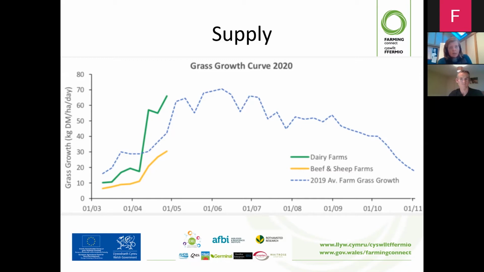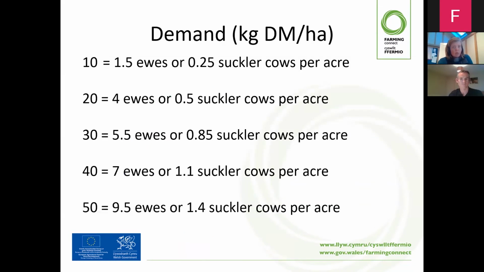So at the moment, on average, beef and sheep farms are looking at around about 30 kilos of dry matter per hectare per day from grass alone. So then what does that actually mean when we talk in terms of stocking rate? Along this, we've got 10, 20, 30, 40 and 50, and that's kilos of dry matter in terms of demand. So it relates back to what we've just looked at in terms of growth. We can see we're about 30 kilos in terms of growth at the moment, and that means if we were stocking at about 5.5 ewes per acre, they would be just about keeping up. So basically, what is being grown is what they are requiring most of the time. It's not quite as simple as that, but that's the general premise.